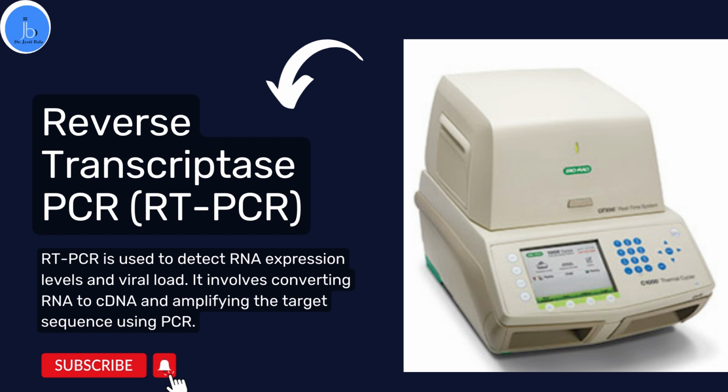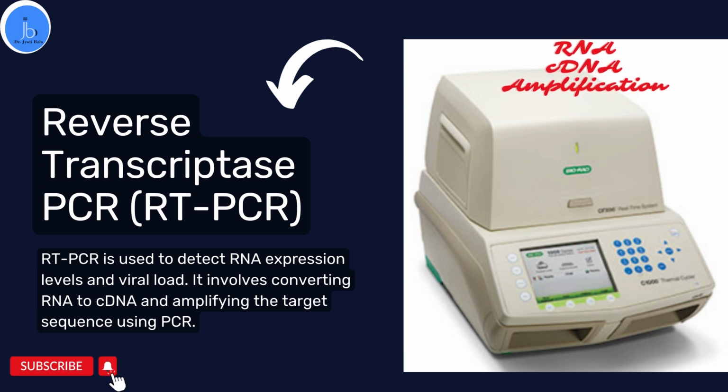Mostly RTPCR is used to detect the RNA expression level and also the viral load. So here you have to first convert your RNA to cDNA and then amplify the target sequence. So in most of my aptamer projects, we have utilized the traditional PCR also along with the reverse transcriptase.